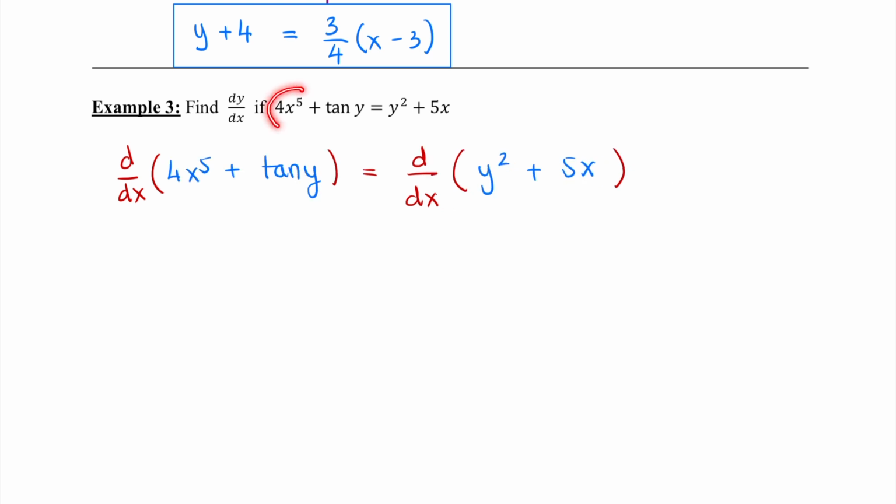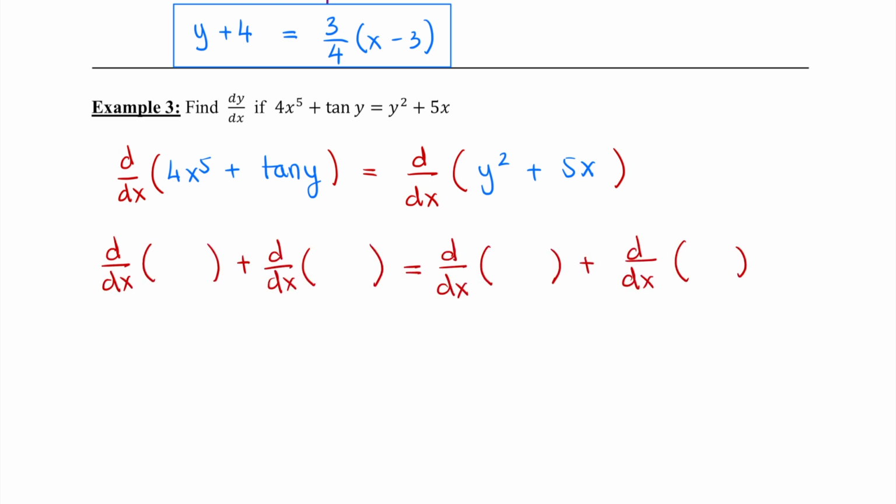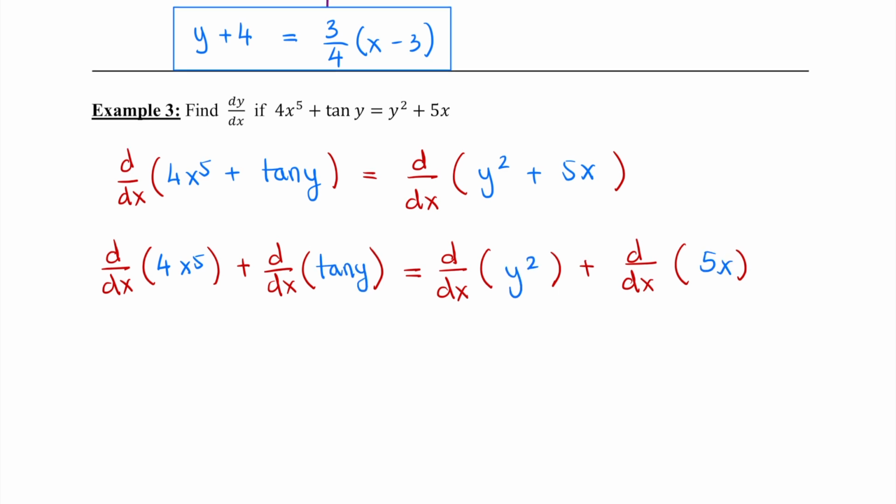So I take the derivative of the left side and also the derivative of the right side. Now let's differentiate each term separately. I'll take the derivative of 4x to the 5th plus the derivative of tangent y equals the derivative of y squared plus the derivative of 5x. The derivative of 4x to the 5th is 20x to the 4th.